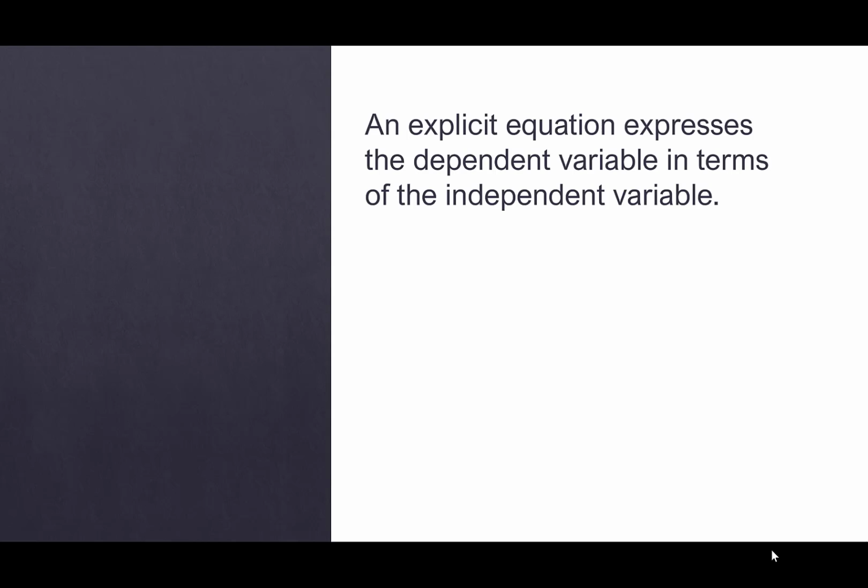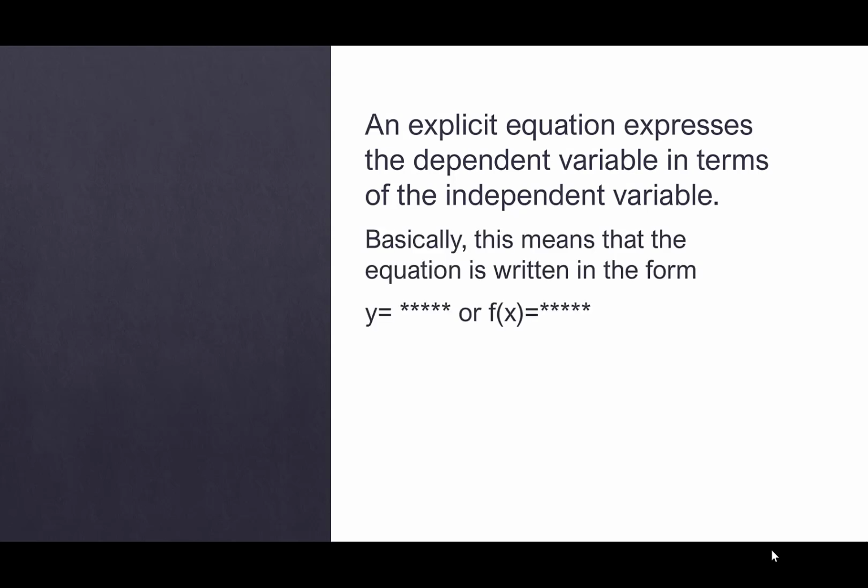We should start by talking about what we mean by implicit. Easiest way to explain implicit is to talk about explicit. An explicit equation expresses the dependent variable in terms of the independent variable. Basically, this means that the equation is written in the form y equals something or f of x equals something. So we are very used to getting explicit equations. Our independent variable is x, our dependent variable is y. We plug in x, we get out y.